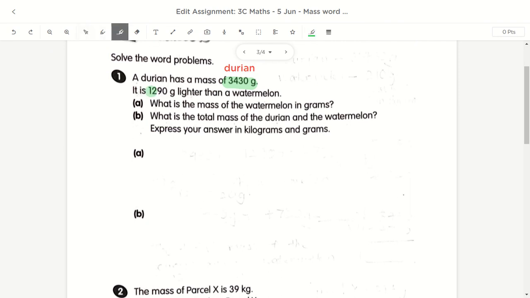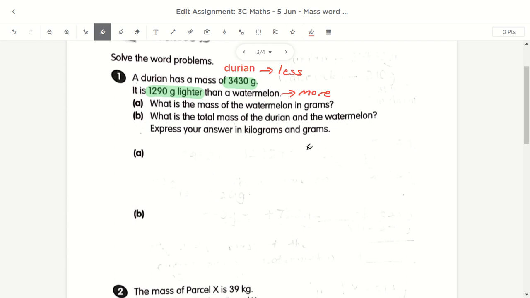So I'm going to highlight the difference here. It is 1,290 grams lighter than a watermelon. So if you cover the mass here, it is lighter than a watermelon. Who is lighter? Durian is lighter. So I'm going to write over here, durian is less because it is lighter. And then I know that watermelon is more, because watermelon is heavier, because durian is lighter. If durian is less, watermelon must be more. How much less? 1,290. So what is the mass of the watermelon? And then you want to find the total mass.